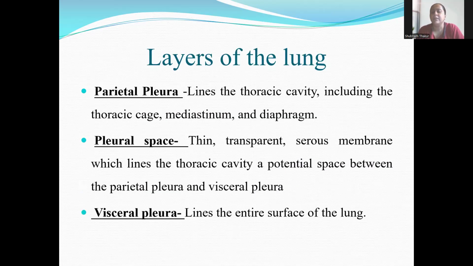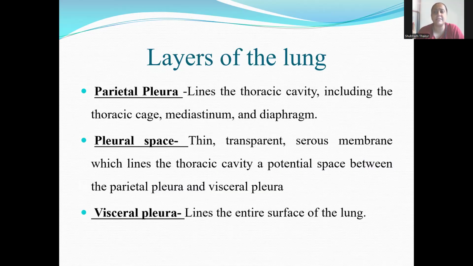So next, layers of the lungs. Now the lungs have layers. The lungs are covered by three layers. First is the parietal pleura. Second is the pleural space. Third is the visceral pleura. The parietal pleura lines the thoracic cavity, including the thoracic cage, mediastinum, and the diaphragm. So the cavity of the lungs is covered by the thoracic cage, mediastinum, and the diaphragm.